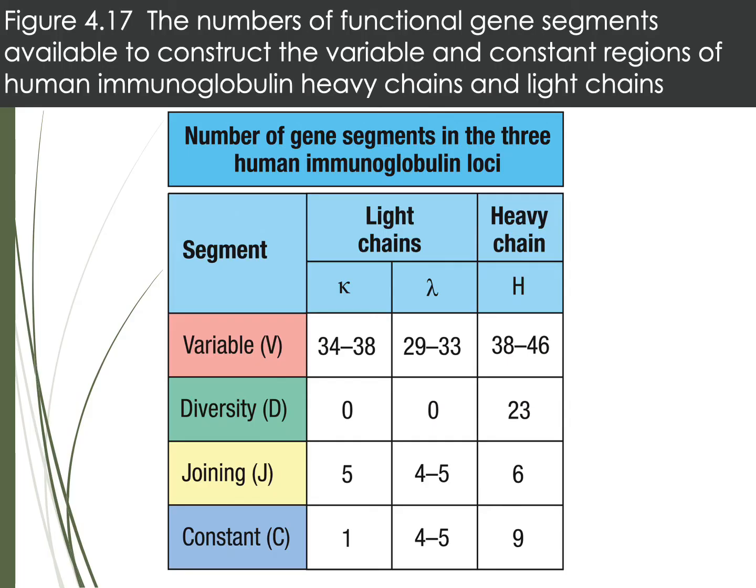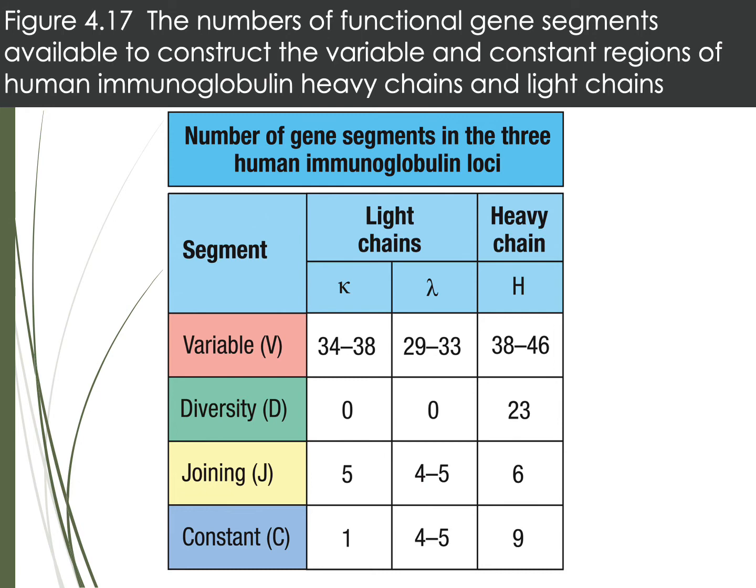When we look at the number of segments that are present, you can see that light chains have a high number of variable regions, no diversity region, around 5 joining regions, and then their constant regions: kappa has only 1, but lambda has between 4 and 5. For the heavy chains, again, the most segments are in the variable region, but they also have 23 segments in the diversity. Joining has 6, and then constant has 9 because there are 9 different classes or isotypes that the B cell can produce.